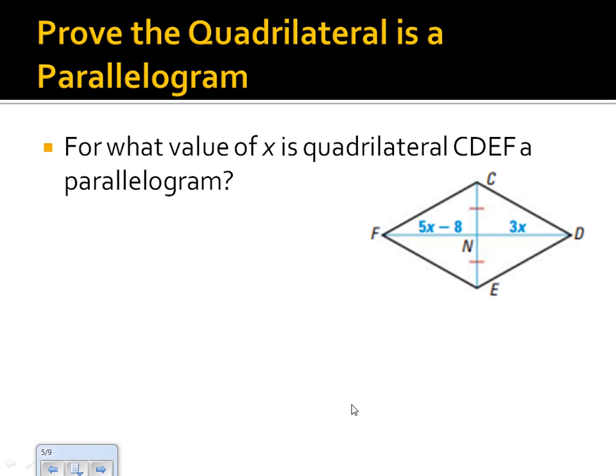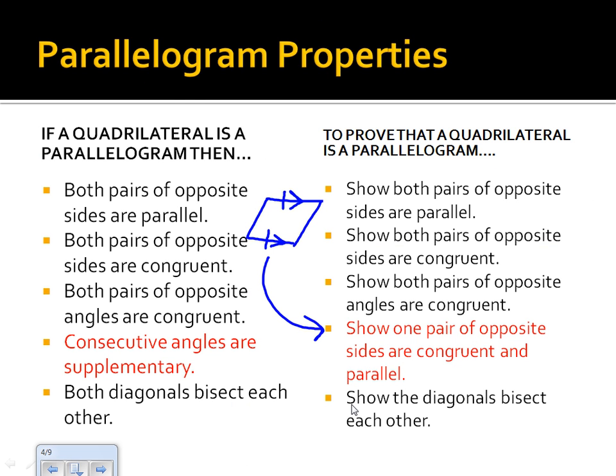Well, go back to our list. What have I given you? Have I given you any angles? Have I given you any of the sides of the parallelogram? No. What are the blue lines called? Diagonals. So go back, and it says, show that the diagonals bisect each other.